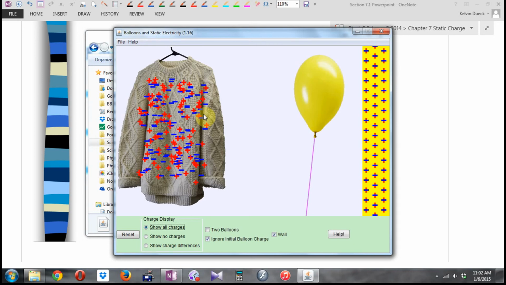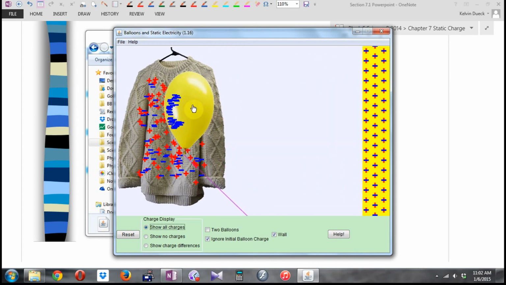So here is Nicole's sweater and the balloon. When I rubbed it onto Nicole's sweater, it picked up some extra electrons. See it? Okay. Now, look at the wall. It's neutral. How can you tell? It's got about the same number of protons and the same number of electrons. Which ones are free to move around?